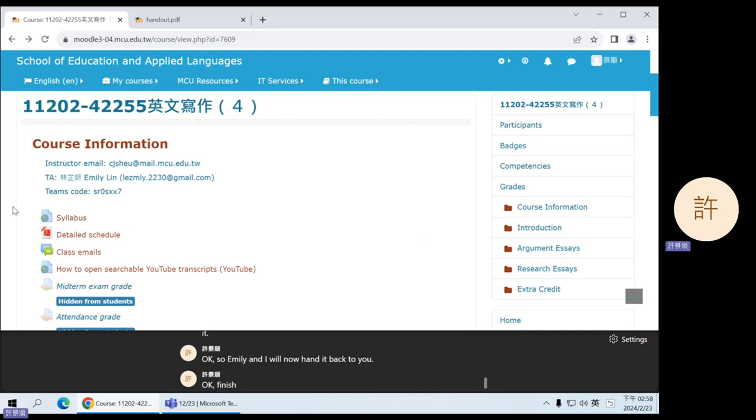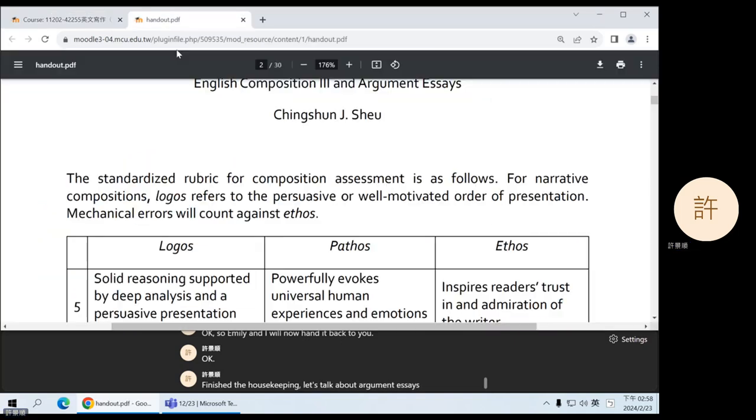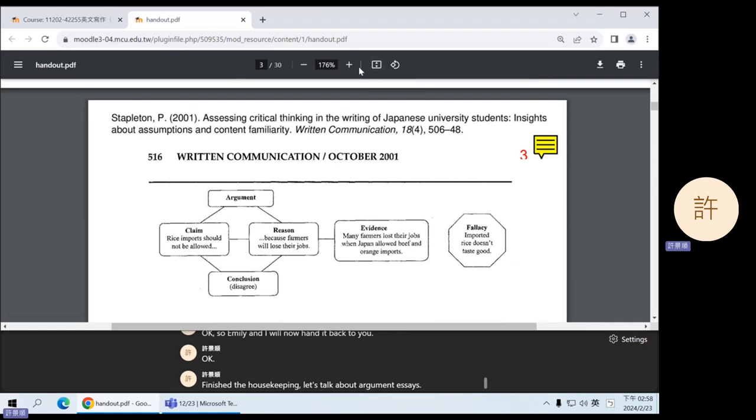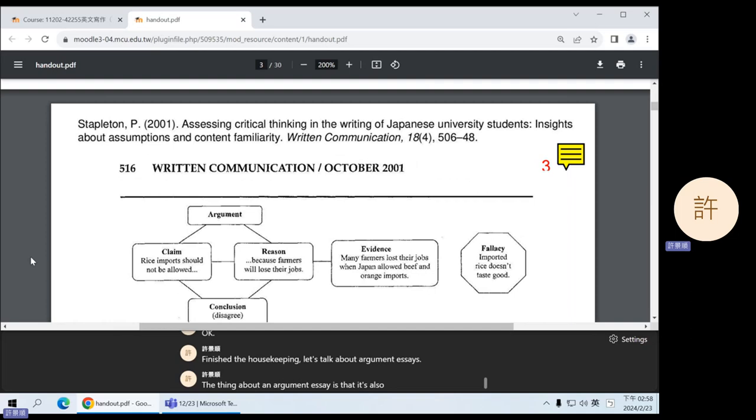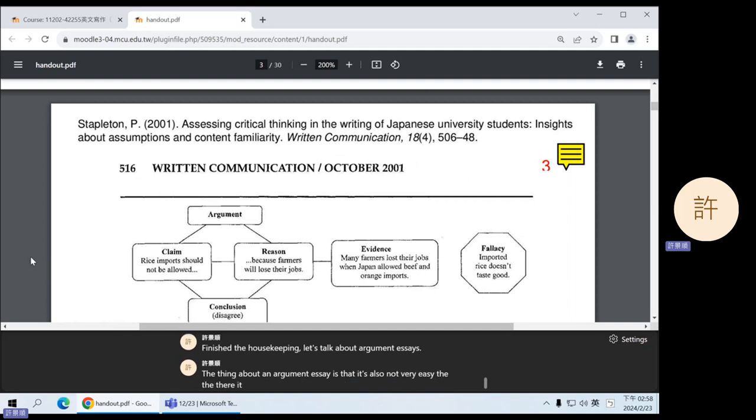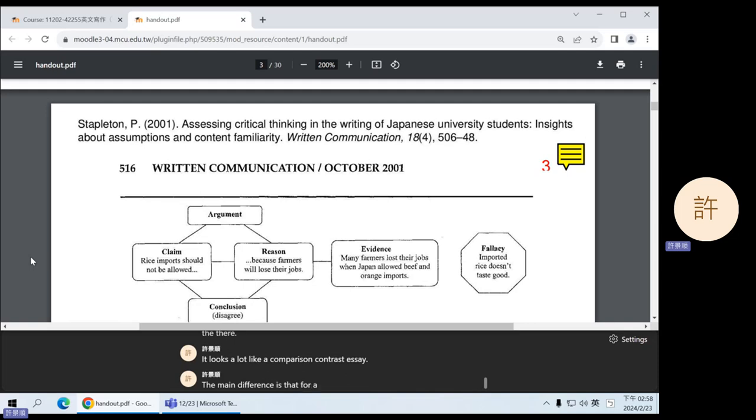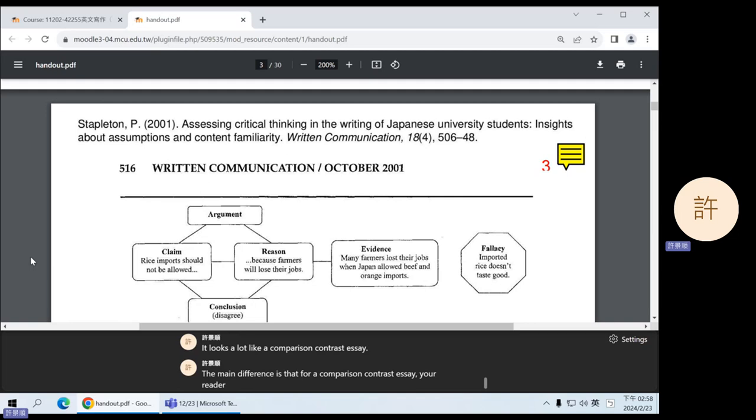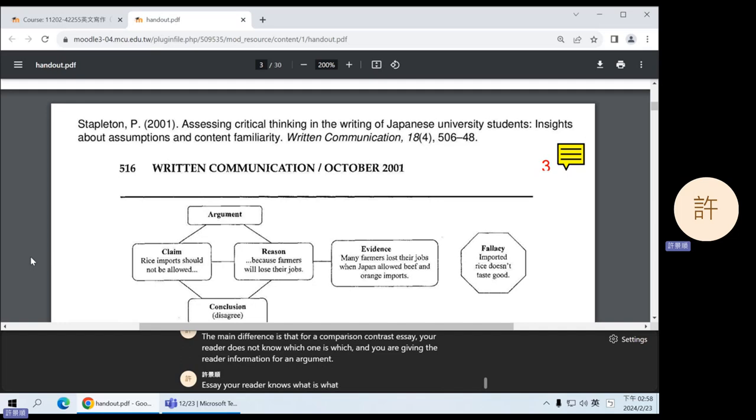Okay, finished the housekeeping. Let's talk about argument essays. The thing about an argument essay is that it's also not very easy. It looks a lot like a comparison contrast essay. The main difference is that for a comparison contrast essay, your reader does not know which one is which, and you are giving the reader information. For an argument essay, your reader knows what is what, and they have an opinion, and their opinion is the opposite of your opinion. So a comparison contrast essay has a neutral reader, but an argument essay has a hostile reader. They disagree with you.